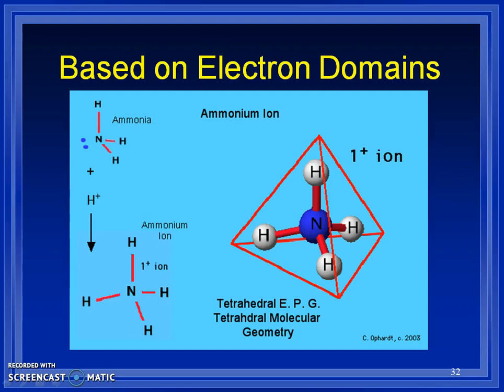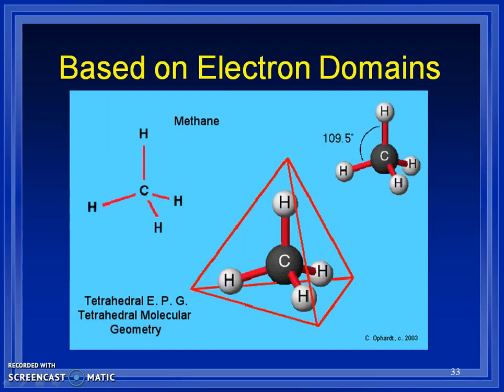If we look at something like the ammonium ion, same thing. We have a tetrahedral, 4 hydrogens pulling on the nitrogen very equally. We have methane. We've seen him before. Again, 4 bonds equally being pulled on that carbon atom.